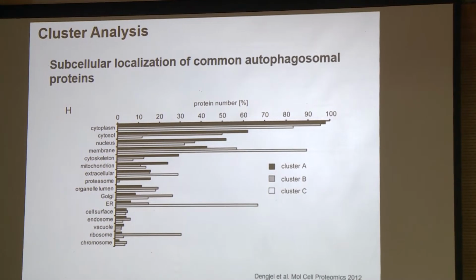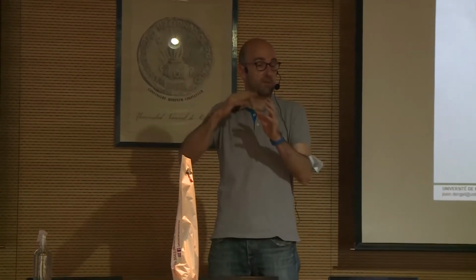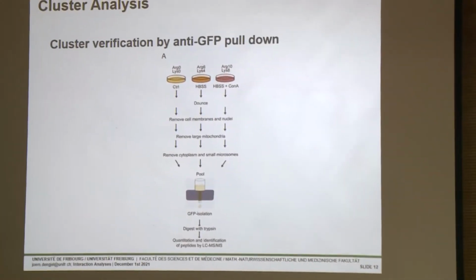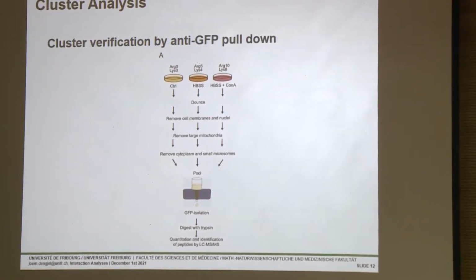Then when you have this data, the next question is, okay, how do you cross-validate that? What could be an experiment to show that this distribution and cluster makes sense? And for this, you could do a classical affinity purification. But here, we used cells that express GFP coupled to LC3. So this is our autophagosomal marker protein.